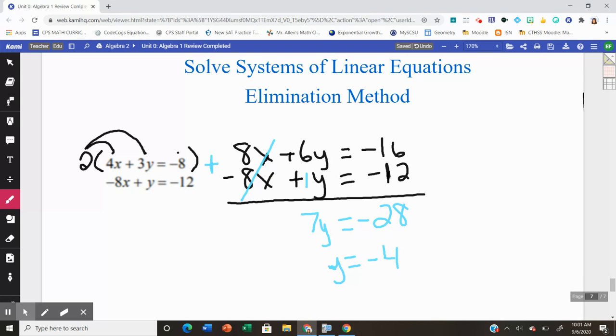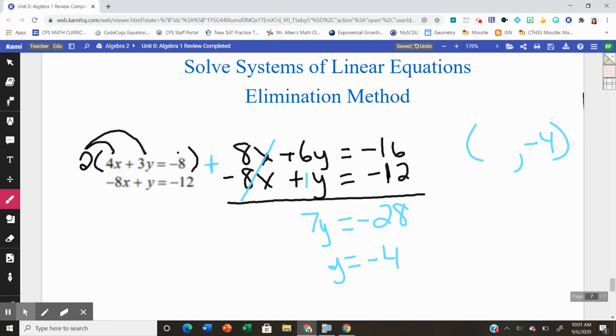All right, so from here, now we need 2 answers, right? We need to still solve for x. So I'm going to start writing my answer over to the side. Y is going to be negative 4. And now I have choices. I can go back and substitute in negative 4 for y in either the top equation or the bottom equation.